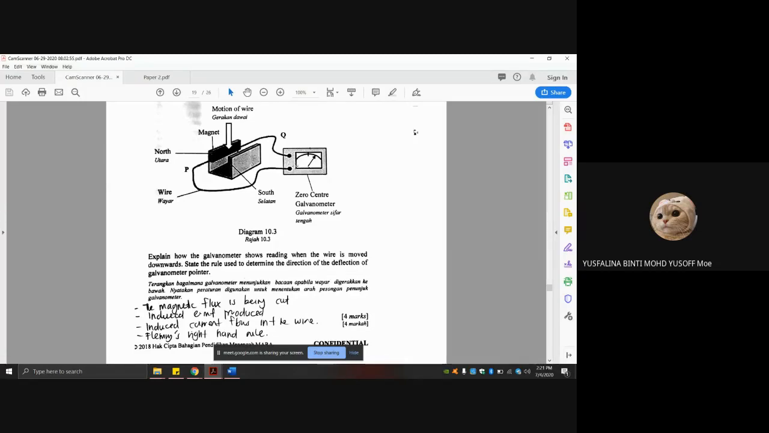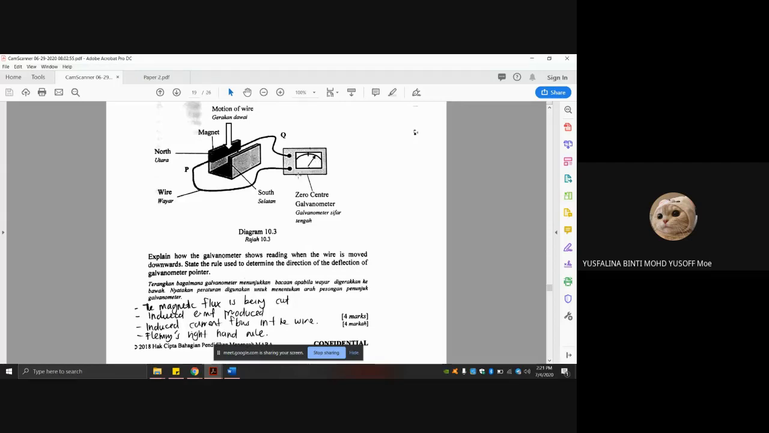Since if it's a battery, you know it moves from positive to negative, right? You just complete the circuit. But this one you don't know, okay? But you know you have force, you know which way you move, and you know the magnet pole. So you can use the Fleming right hand rule to determine the direction of induced current.